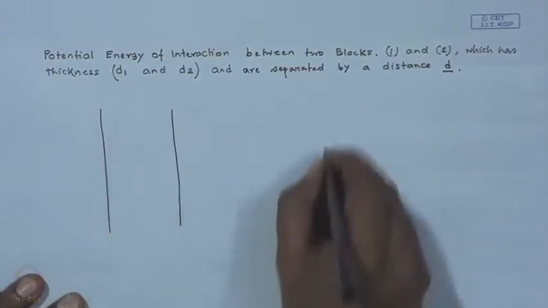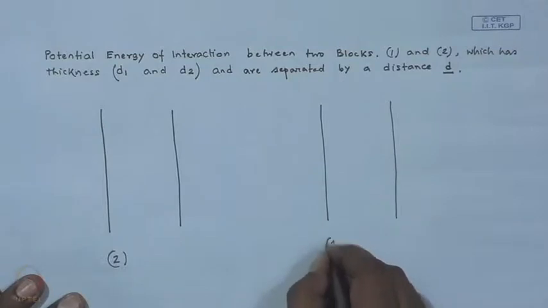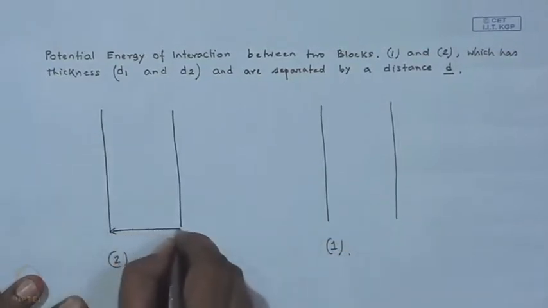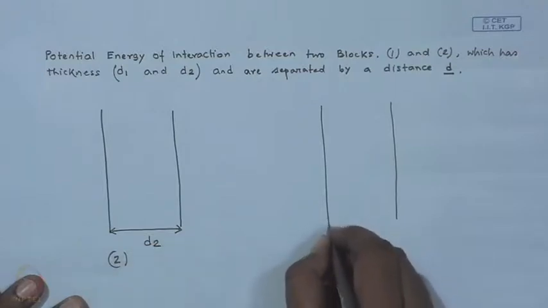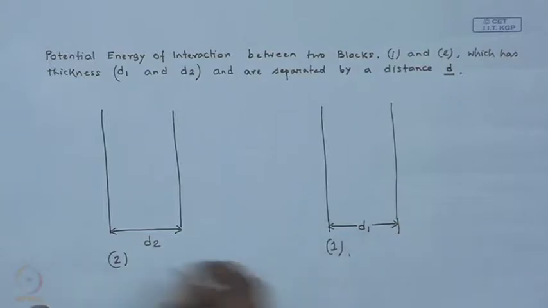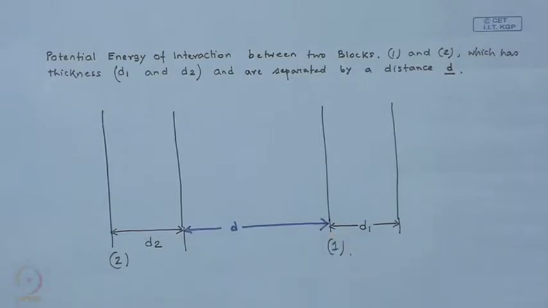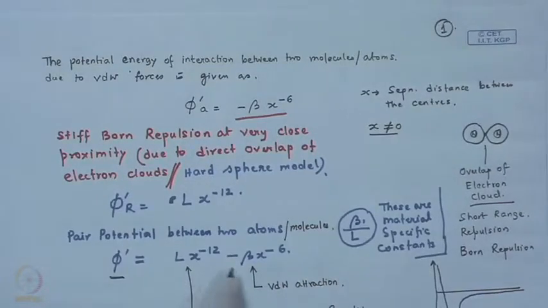So, you have a block, this is block 2, this is block 1. The thickness of this block is d2, the thickness of this block is d1, and these two blocks are separated by a distance d. We are interested to find out the total potential energy of interaction between these two blocks, and for that we will consider only the attractive part of the van der Waals interaction.